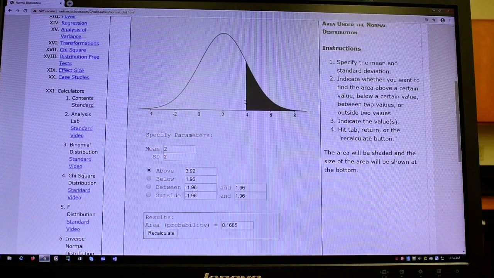Recalculate. Oh, that's not a lot of power, is it? See, if you do that, then the area is only 0.169 after you round it off. So that's the power of this test. Right there, that's the power. It's the area to the right of that cutoff. All right? What does that mean?